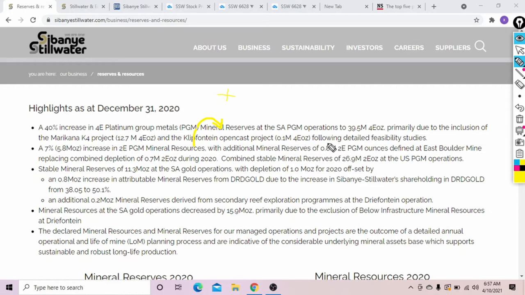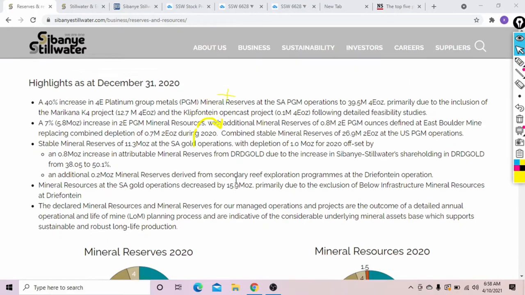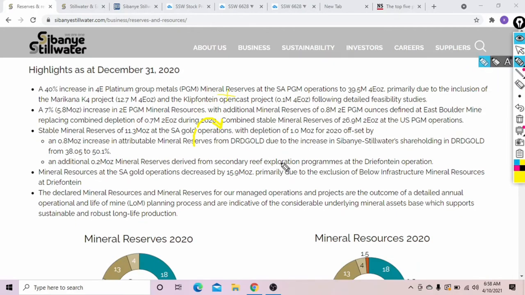So now, there was an increase of these reserves, which actually replaced what we depleted, what we mined in the previous years, which was 0.7 Moz. We replaced that with 0.1 Moz more reserves, which were added, which were our mineral resources converted into reserves due to our engineering studies. All right, combined stable mineral reserves of 26.9 Moz. That is the US operation, which is also doing well in terms of increasing its reserves. This is a good report so far in terms of asset increment within Sibanye-Stillwater's balance sheet.